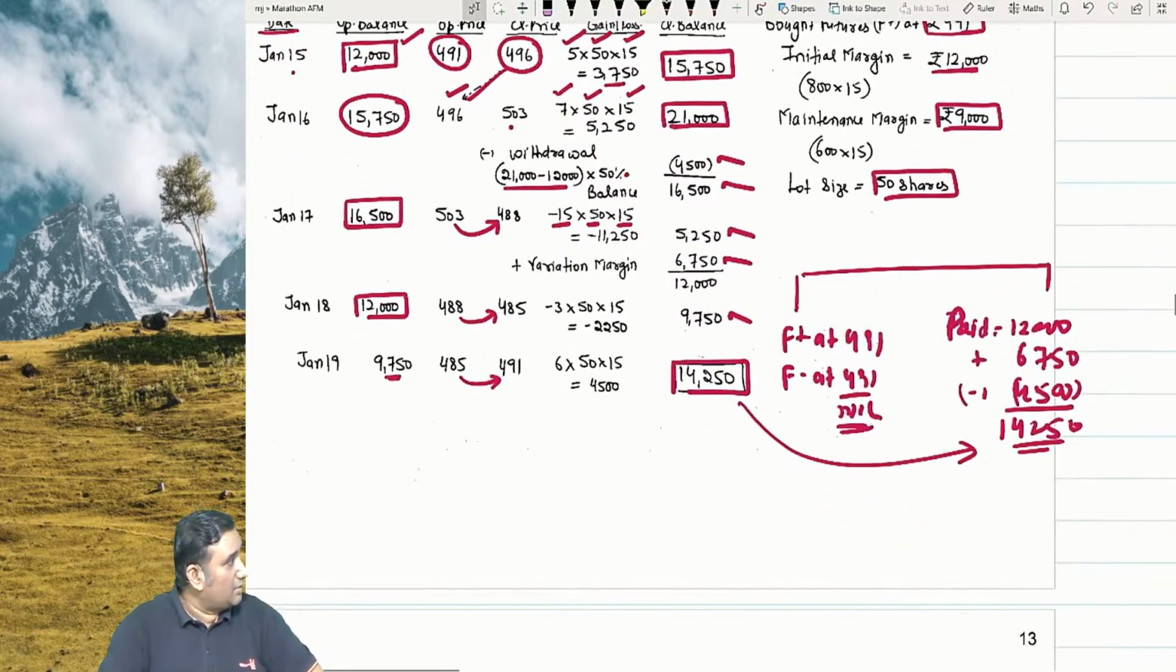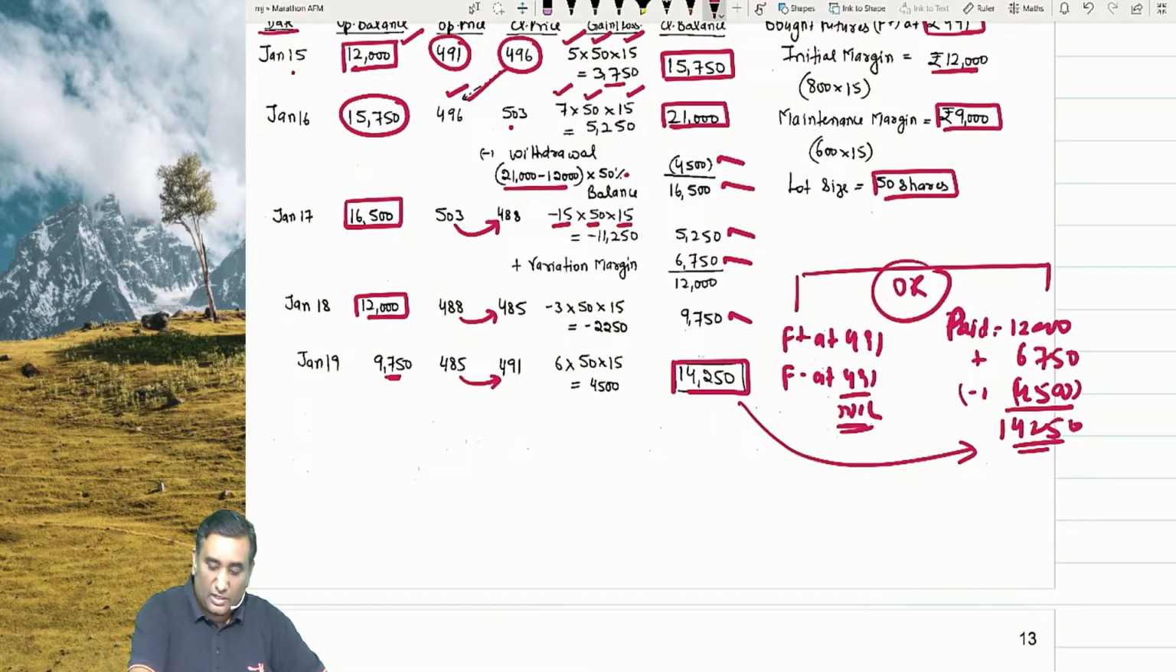If by chance he says calculate the profit or loss, either way you can show. He started at 491, and if he exits at 491, in between no matter what has happened, he gained, lost, gained, lost, gained, lost, nothing happened. He just passed the time. 491 becomes nil. In this case, 12,000 was paid, the second payment was 6,750, and he withdrew 4,500. His balance should be 14,250, and exactly the balance is 14,250.